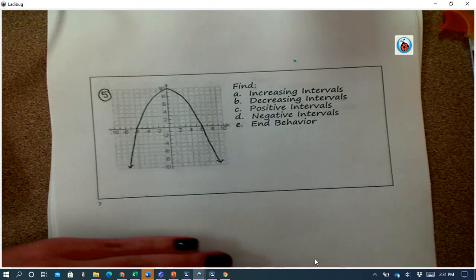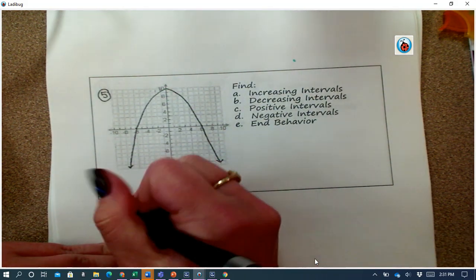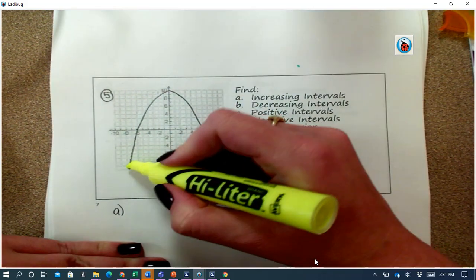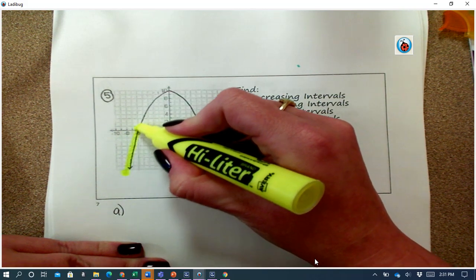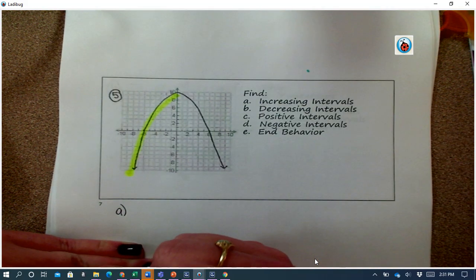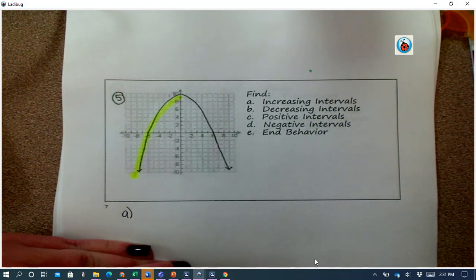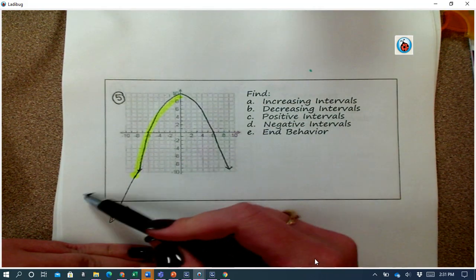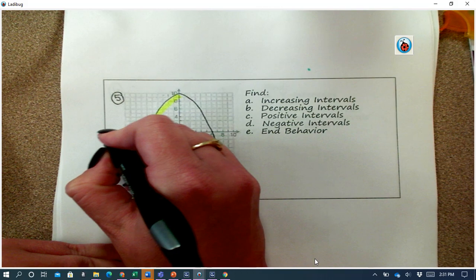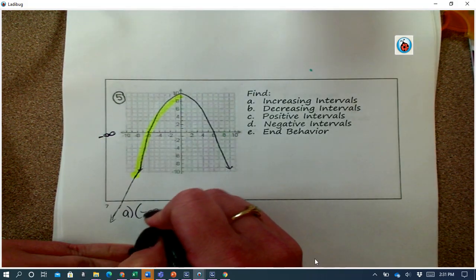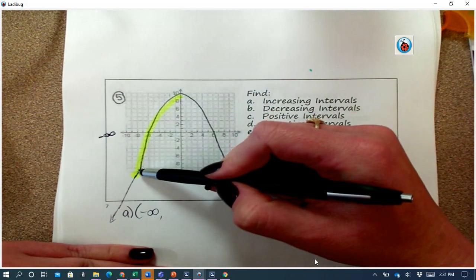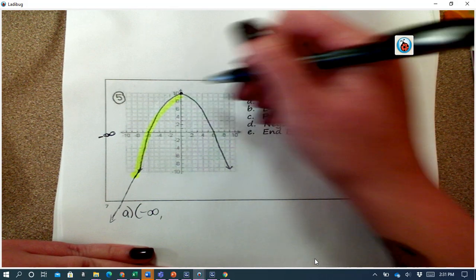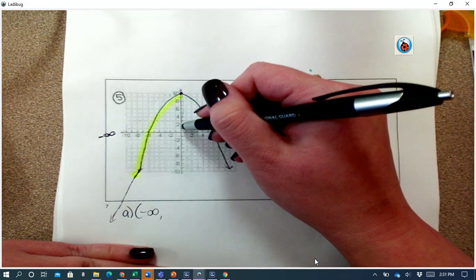Taking a look at number 5. Number 5 wants increasing intervals first. So increasing, we're going to start from the left of the graph. And this section goes up. So that's going to be our increasing interval. Well, where does our increasing interval start? This arrow means that this graph keeps going forever to the left. So we don't know where it's coming from. So we're going to say -infinity. And it's increasing until we get to right here, which would be the x value of 0.